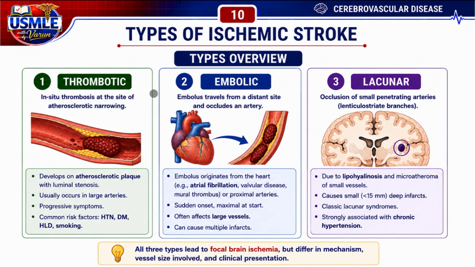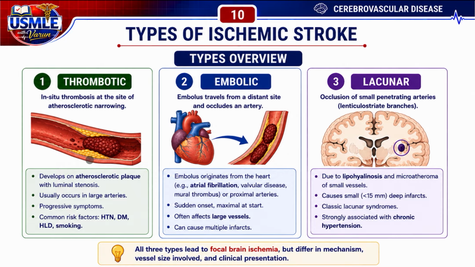Now let's try to understand the different types of ischemic stroke. There are three major types of ischemic stroke. The first one is the thrombotic ischemic stroke. The second one is the embolic ischemic stroke. And the third kind is the lacunar ischemic stroke. Each of these has a distinct mechanism and clinical pattern.